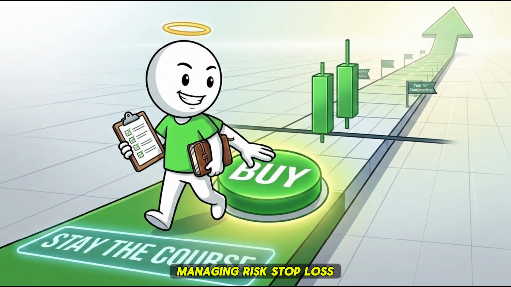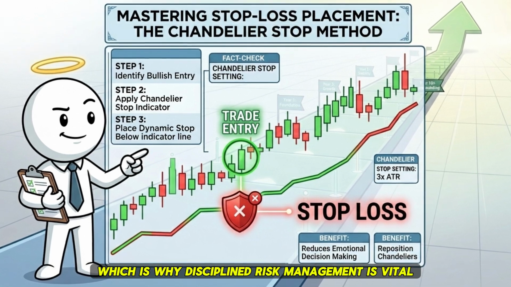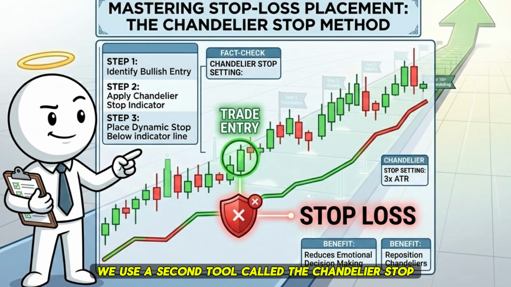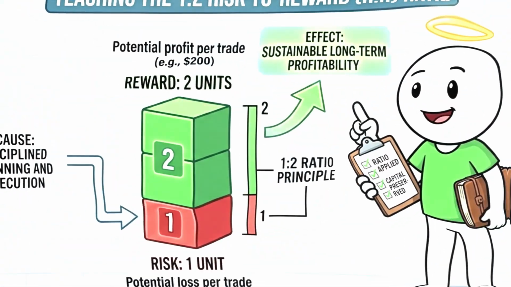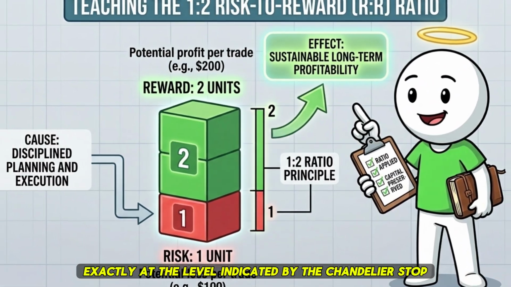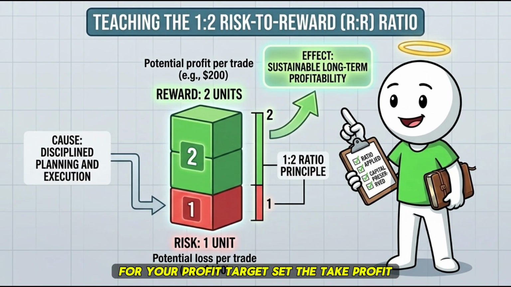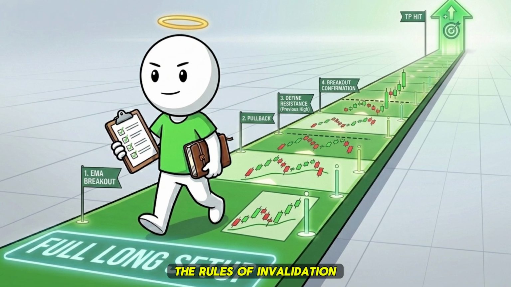Managing risk, stop loss, and take profit. Even with a perfect setup, success is never 100% guaranteed, which is why disciplined risk management is vital. To set our stop loss, we use a second tool called the chandelier stop. Select the one by PipCharlie on TradingView. You will place your stop loss exactly at the level indicated by the chandelier stop at the time of your entry. For your profit target, set the take profit at exactly double the distance of your stop loss, a 1-to-2 risk-to-reward ratio.